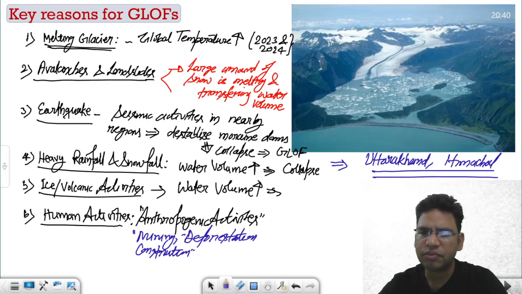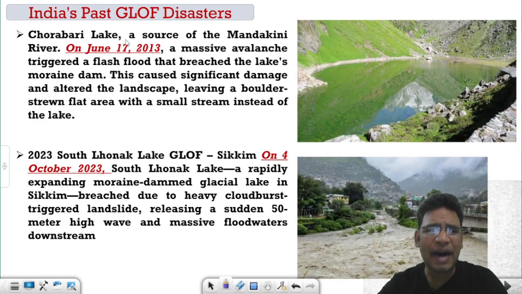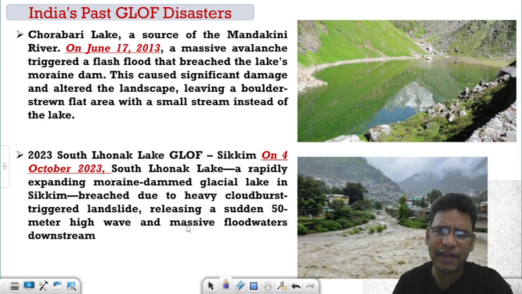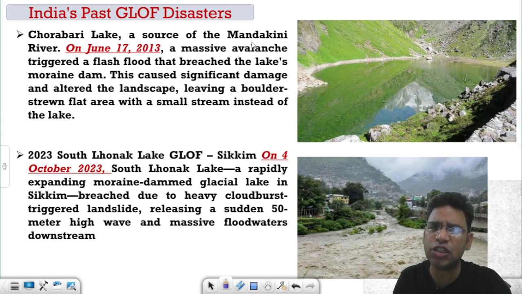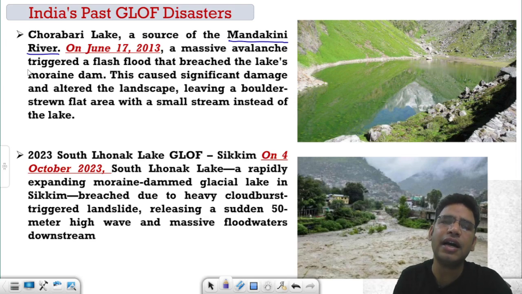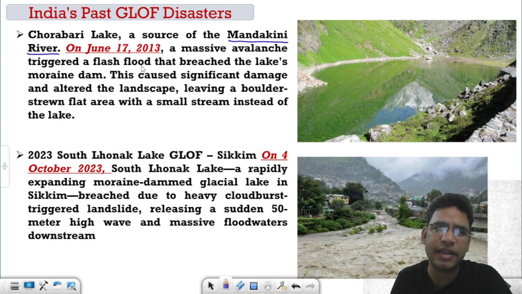All right, let me tell you about past GLOF disasters. As I was talking, the Kedarnath tragedy, everyone knows what happened in the Kedarnath tragedy in 2013. What happened there actually? There was Chorabari Lake. It is the source of the Mandakini River, right? You must have studied this in basic geography, in Himalayan rivers, in the Ganga river system, the Mandakini River at least, right?